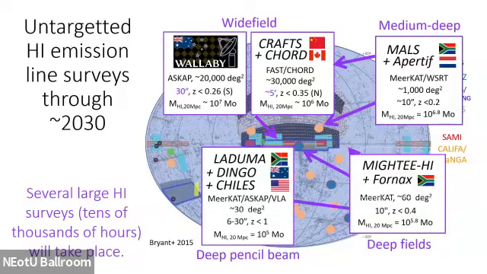And then the true pencil beam surveys, LADUMA on MeerKAT, DINGO on ASKAP, and CHILES, which is already complete on the VLA. Together they'll map about 30 square degrees. That's actually driven by the ASKAP field of view, and they'll probe galaxies out to a redshift of 1, and that's driven by the LADUMA sensitivity. So there's a ton of H1 observations and H1 surveys that are going to really change our view of the H1 sky that are going to take place in the next couple of years.